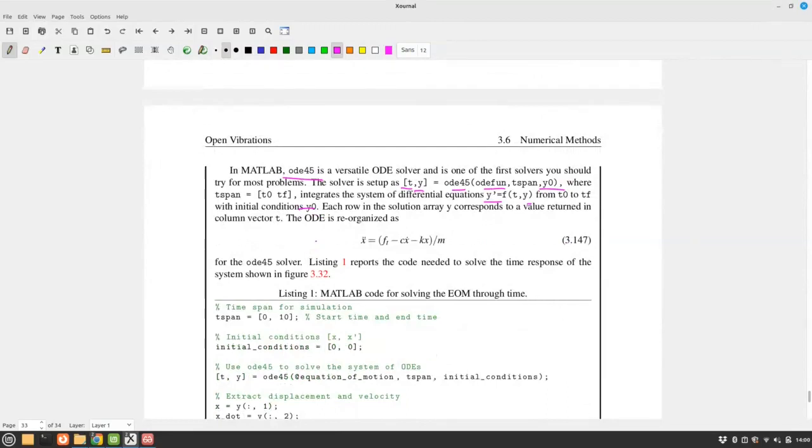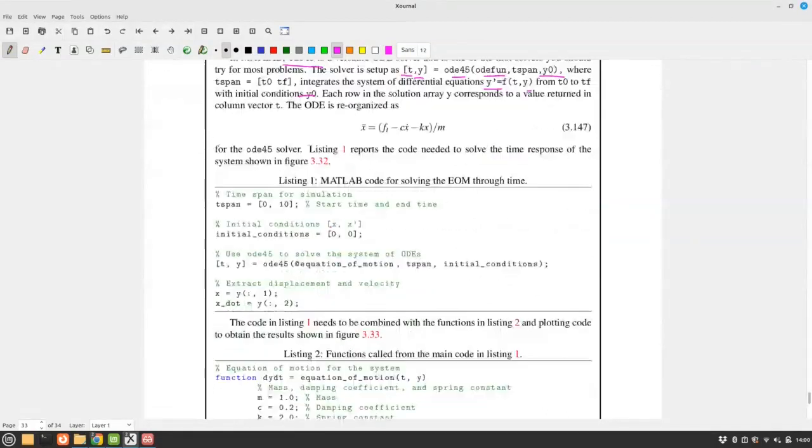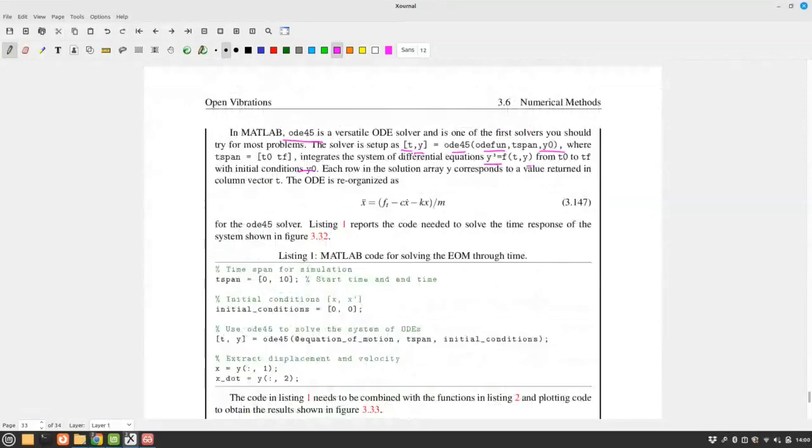Sorry, we're going to do it twice. We're going to end up with x double dot equals F of t minus c x dot minus k x, divided by m, as the ODE to solve, right? So if we look at our code 1 in MATLAB, it just looks like this. We set our T span from 0 to 10. We set our initial conditions for x and x dot to 0.